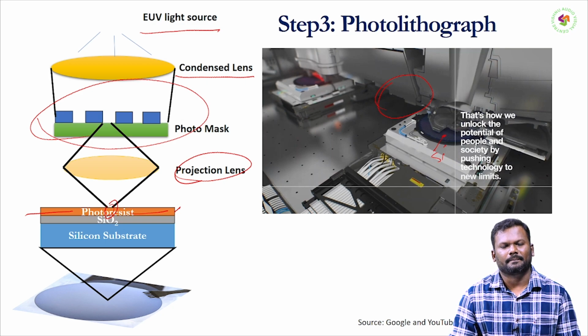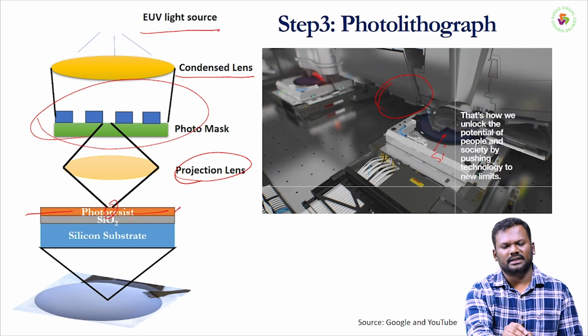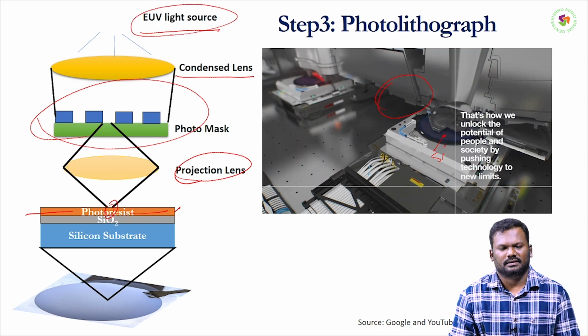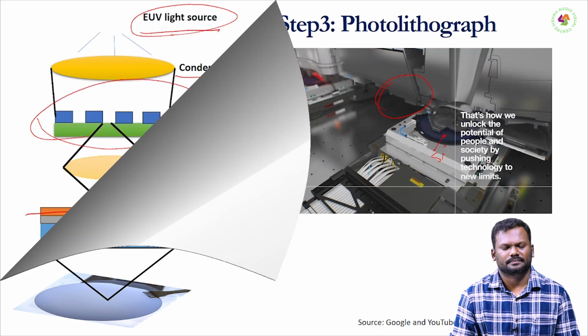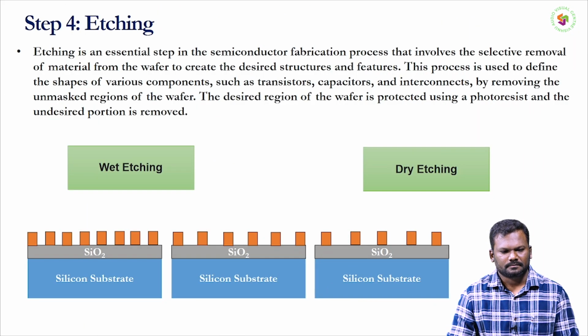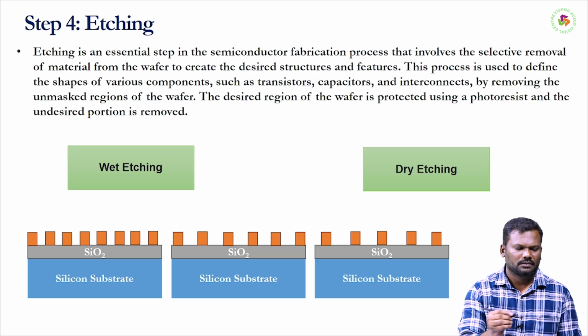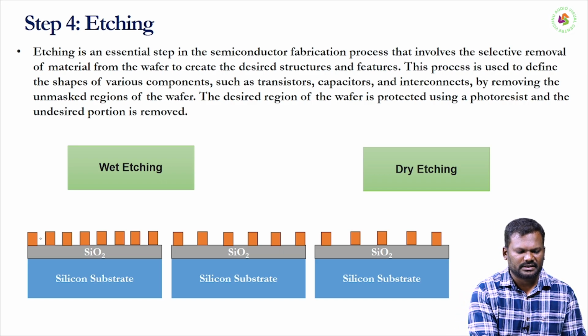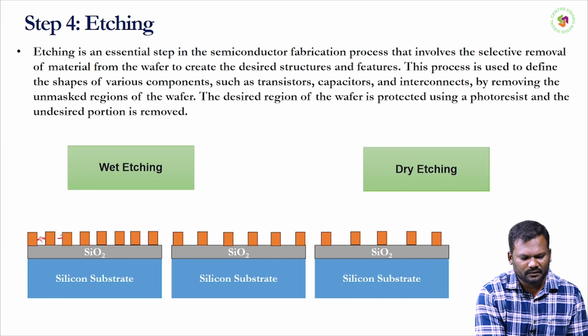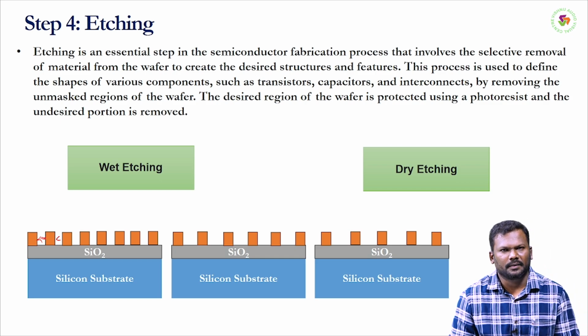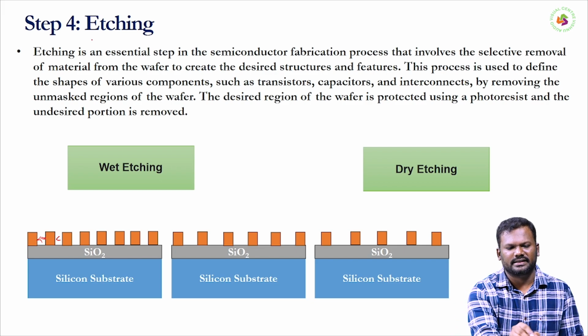So now you understand what photolithography is. Photolithography is used to make patterns on the photoresist by using this EUV light, extreme ultraviolet light. So the next step is etching. In the previous step, you have chosen specific targets or specific places in your photoresist where you need to remove. The removing is also one of the big tasks that we call etching.